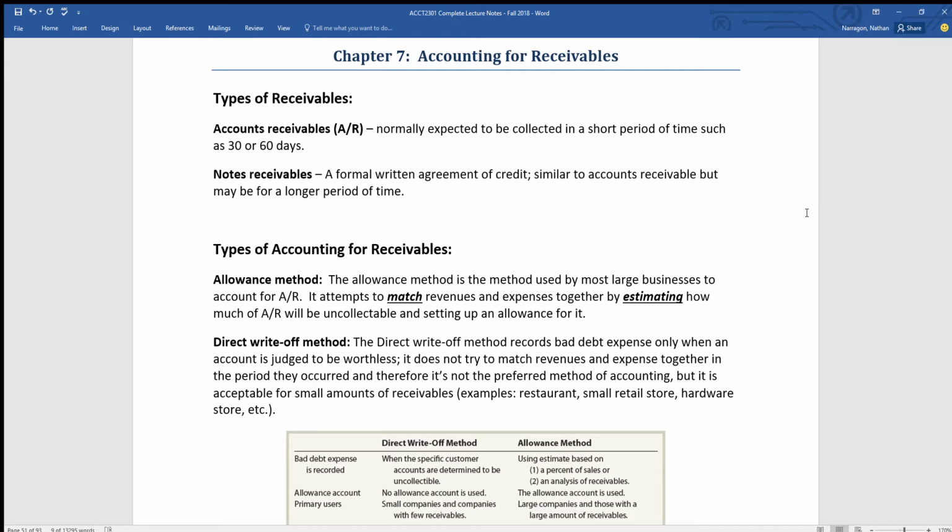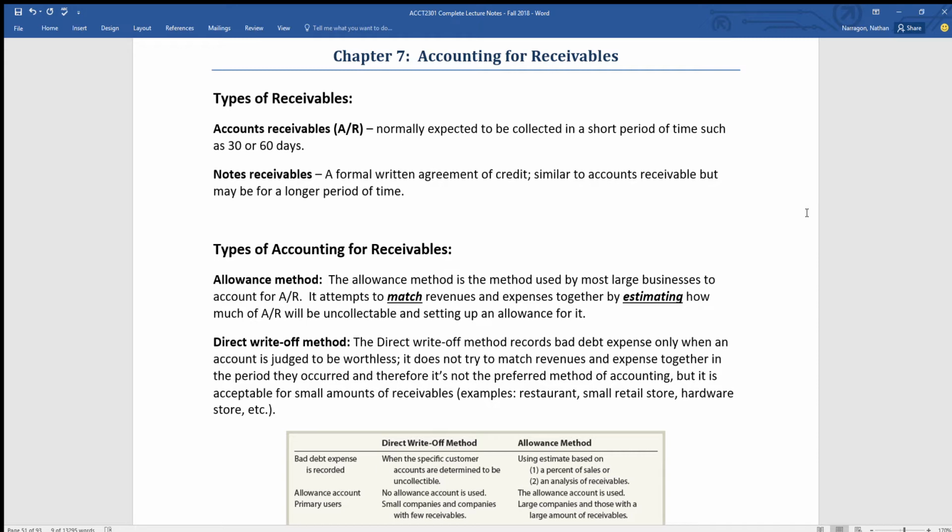Bringing you straight to the record chart of Chapter 7, dealing with accounts receivable. In this chapter, we're going to learn a lot about accounts receivable and notes receivable, and what happens in the scenario where no one pays us after we send a bill to them. How do we handle that?